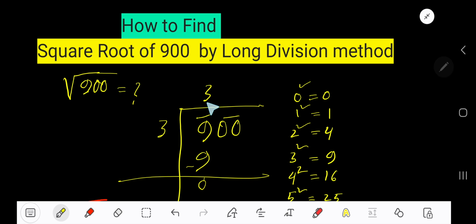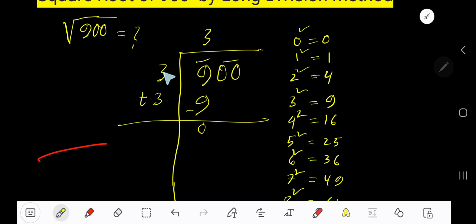As you have placed the digit 3 in the quotient, the same digit will come under the divisor and you need to add. So 3 plus 3, 6. Now here you have to place a number, and that number must come here too.